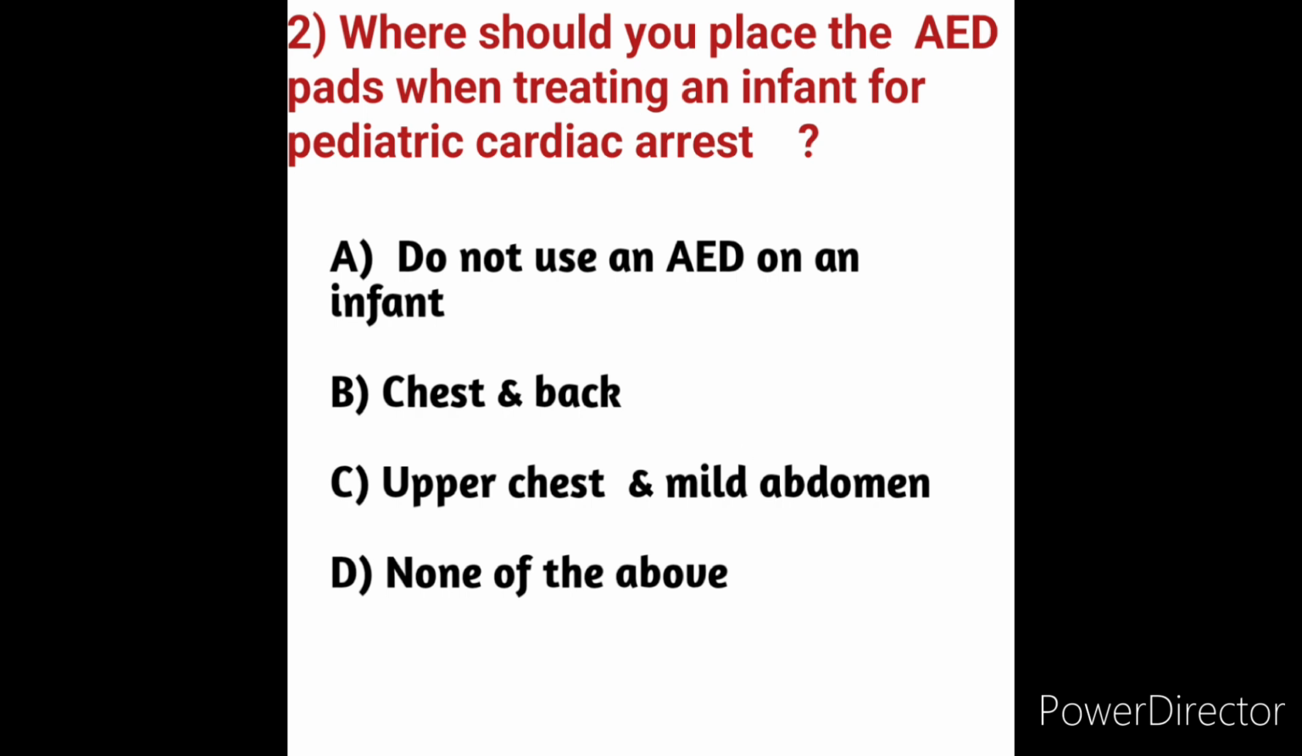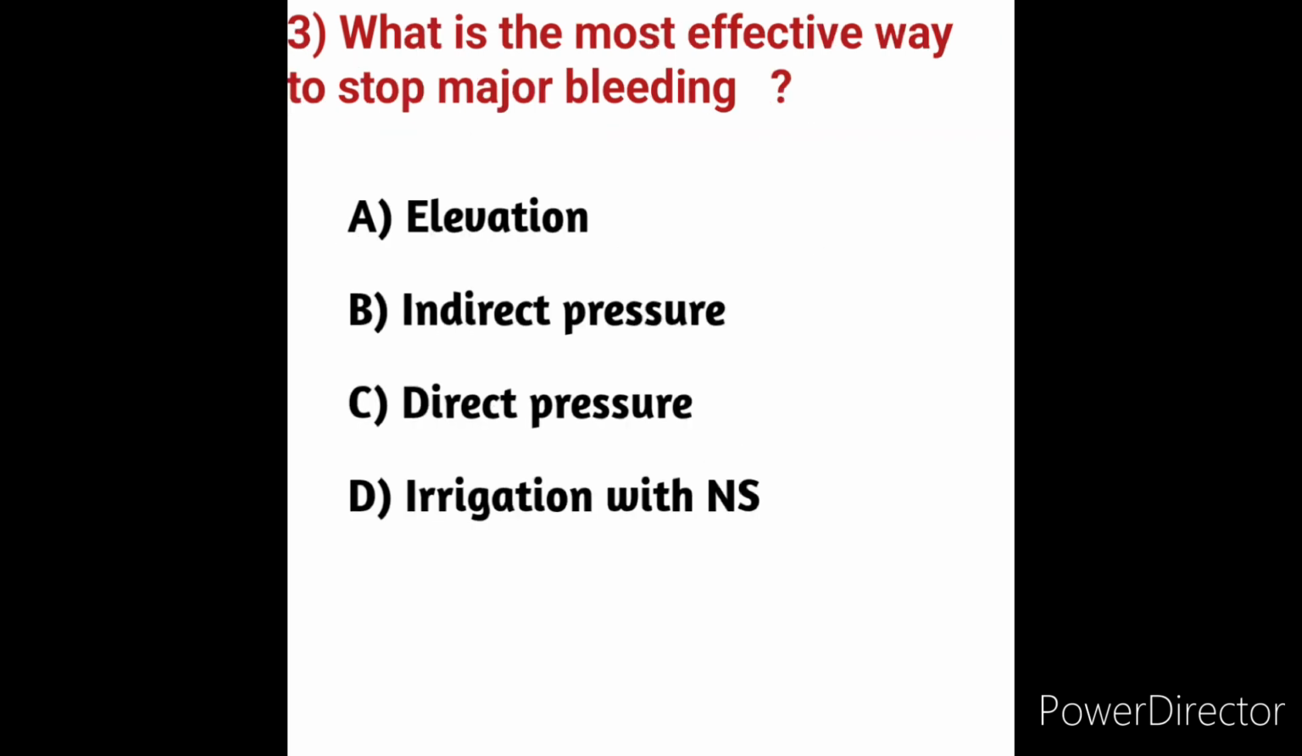In infants, AED pads are applied as follows: the first pad on the front of the chest and the second AED pad at the back. In adults, both pads should be placed on the front of the chest, with one pad above the nipple and the other pad placed on the left side below the chest. So in infants, the AED pads should be placed on the chest and back. Option B is the correct answer. Next we will move on to question number 3.